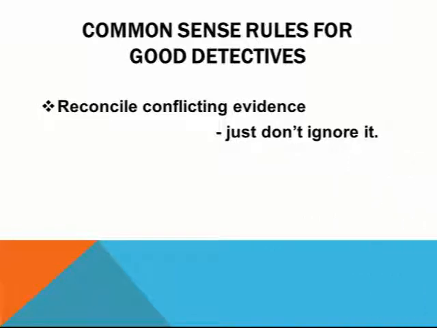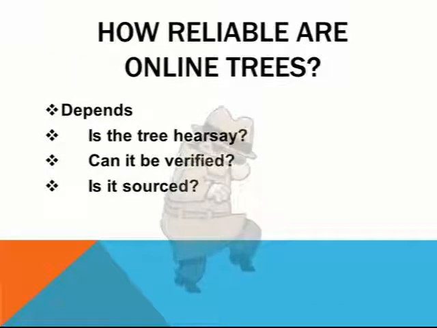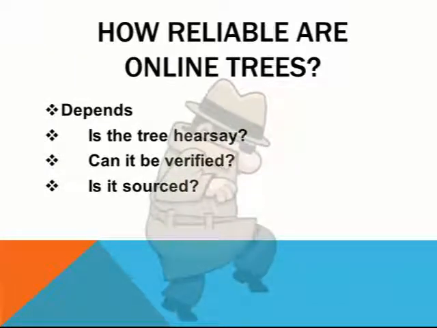We discussed in part 1 that you should resolve any conflicting evidence. We will now see how this is very important, especially in solving our last investigation. Finally, we talked about the need to verify an online tree if it is not well sourced. With this quick review, let's look at our first investigation.